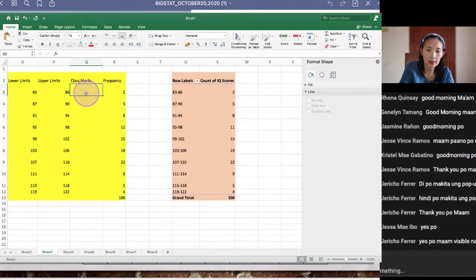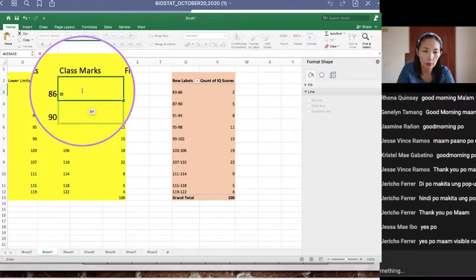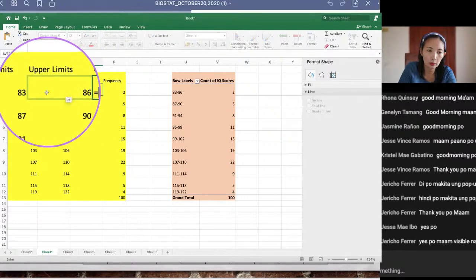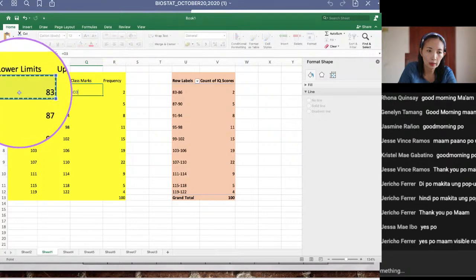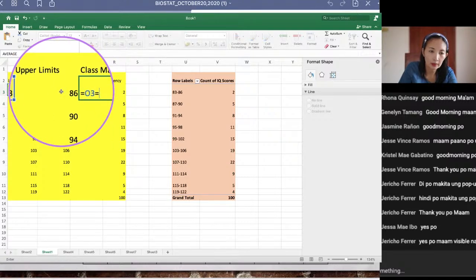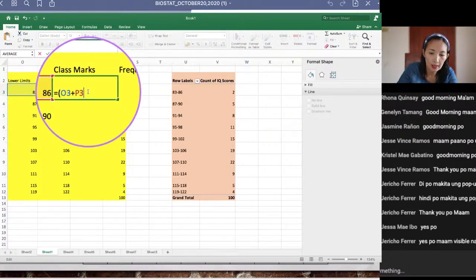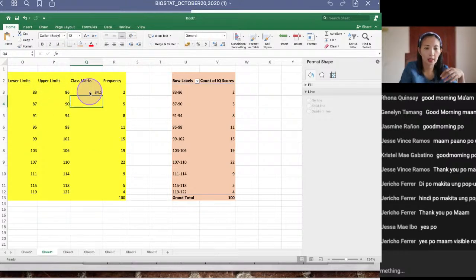What is class mark equal to? Class mark is simply equal to lower plus upper. Let's enclose it in a pair of parentheses: lower plus upper divided by 2. Enter. So these are the class marks.